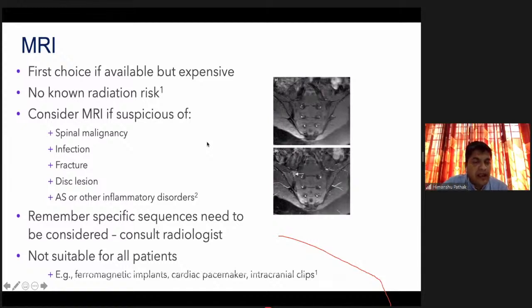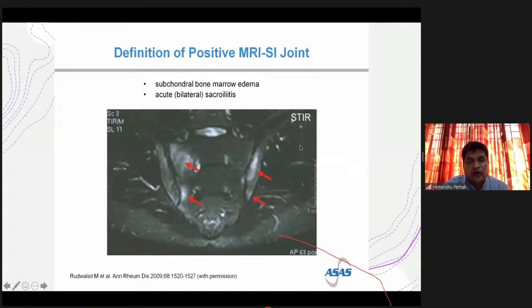So when to do MRI? In fact, now, if you're pretty sure, you can go straight away for MRI. We know that MRI is expensive, but it has no radiation risk. And if you have a back pain patient with high clinical suspicion of red flags, say malignancy or infection, you should ideally go straight for MRI. So what is the positive definition on MRI? There should be sacroiliitis and there should be bone marrow edema. That's how we diagnose.